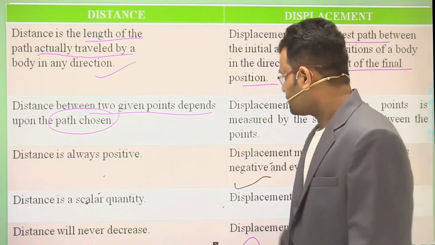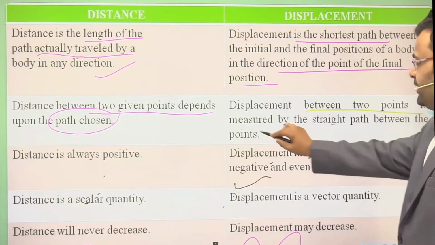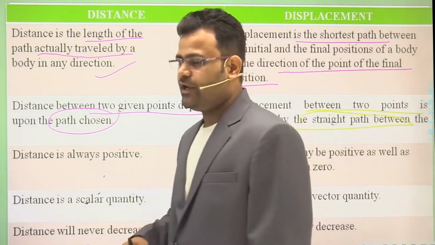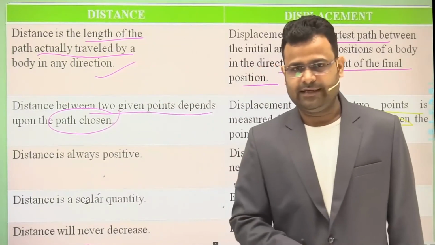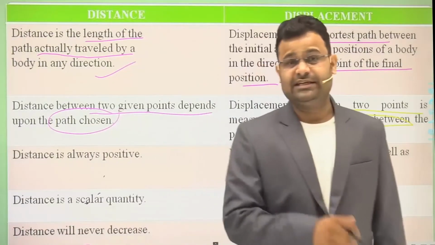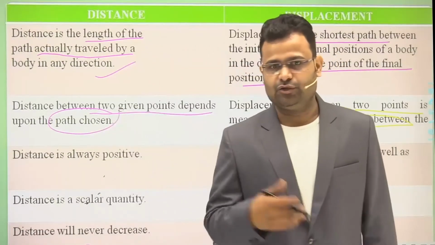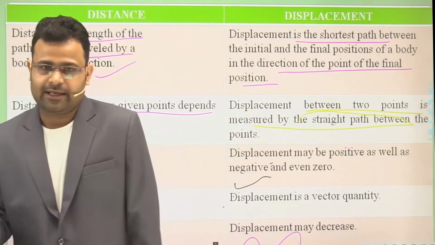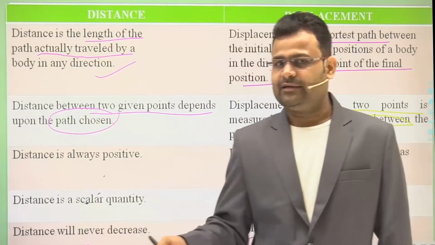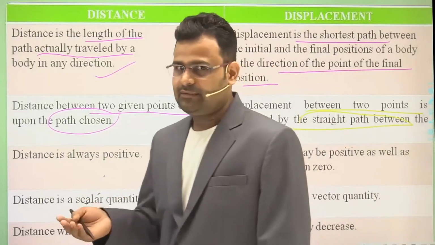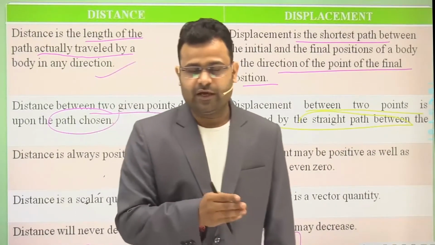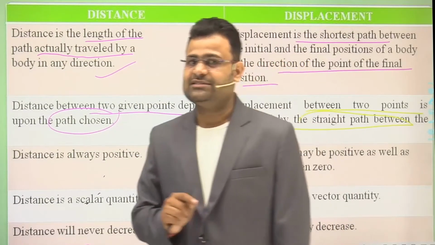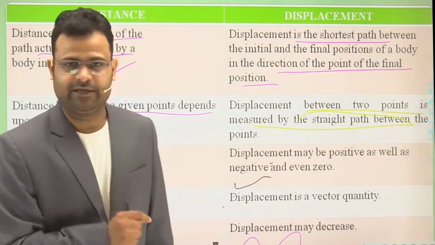Okay, students. Now, second point clear. Displacement is measured by the straight path between two points. Distance is always positive. If you start moving, sometimes 1 meter right, again 1 meter left, then it always increases, add 1, 2, 3, 4 and continuously. But in displacement, if you are moving right and come back to left, then first we add and second we subtract. Right means positive, left means negative. If you move right hand side 5 meter and come back to left hand side 2 meter, then our displacement is 3 meter only.